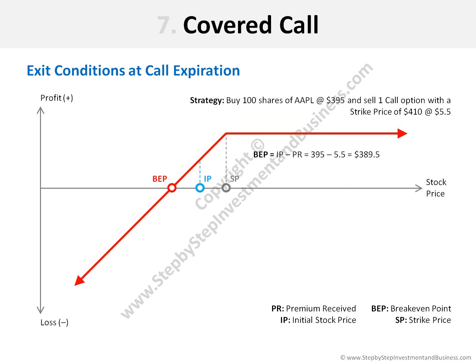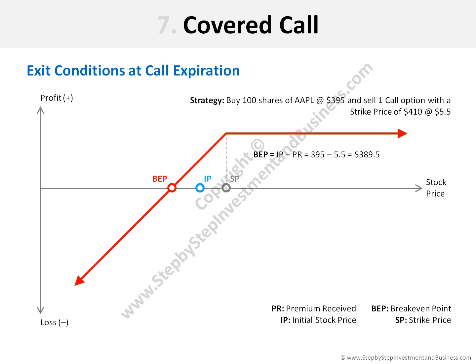Suppose we buy 100 shares of Apple at $395, and at the same time we sell one call option with a strike price of $410 at a premium of $5.5. Notice that the call is out of the money because its strike price is higher than the stock price. Therefore, the break-even point of the position is equal to the stock price at trade initiation minus the premium received. In our case, 395 minus 5.5, which is equal to $389.5.